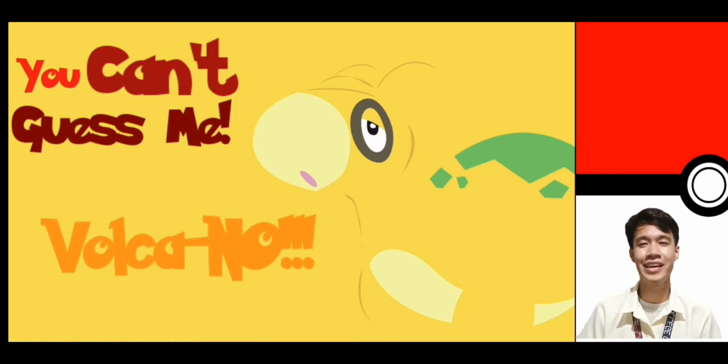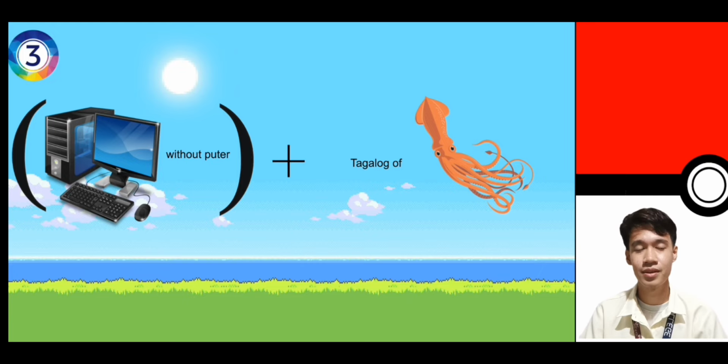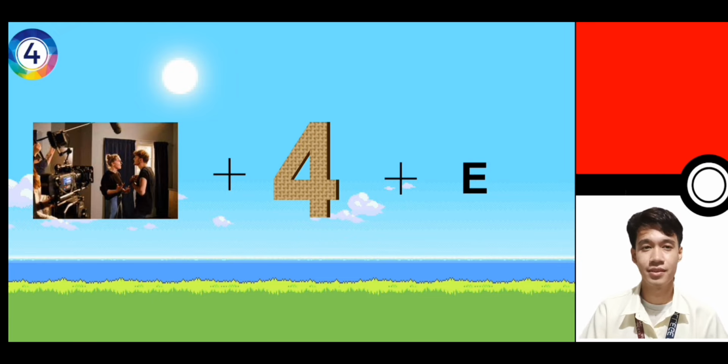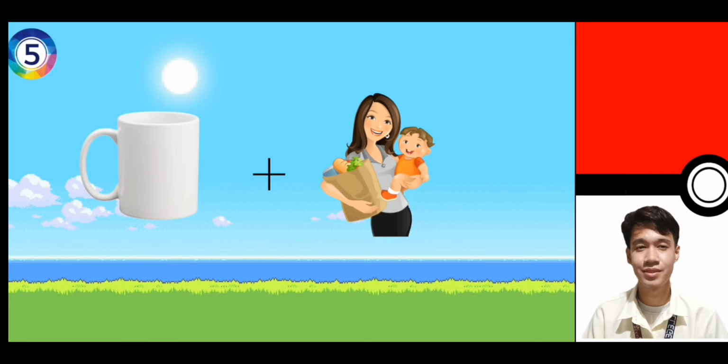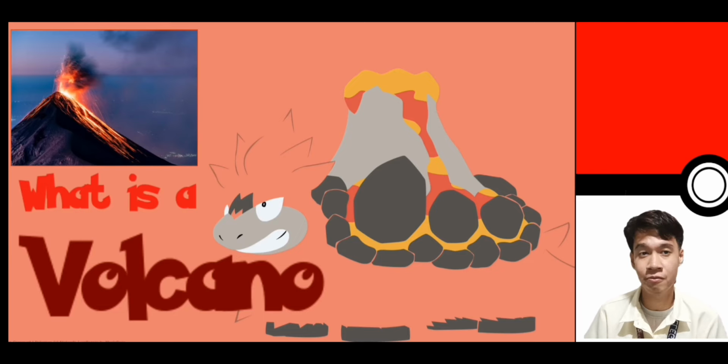Okay, that is correct. It is volcano. On to the next one. You got it right too. Perfect, that is crater. Okay, on the third one. Correct, it is composite. Fourth one. You are great, class. It is active. And last one. Perfect. It is magma. Those words are connected to our topic for today.